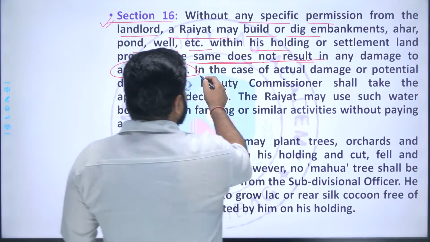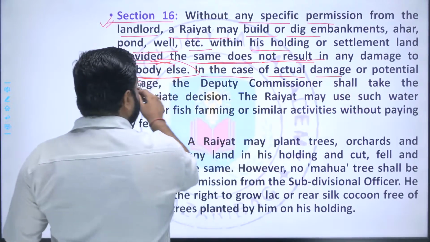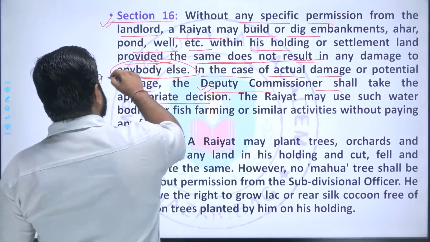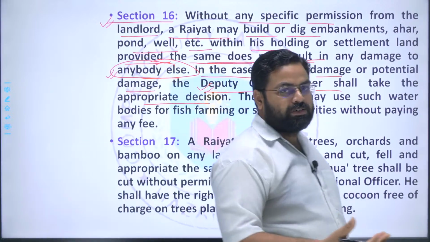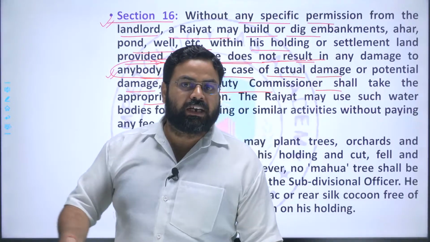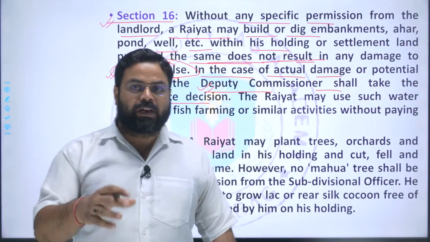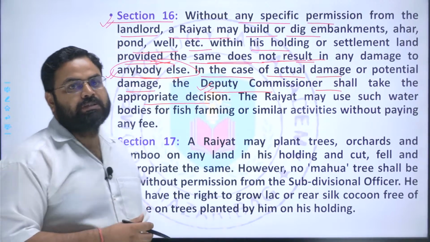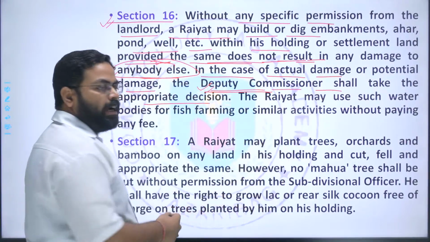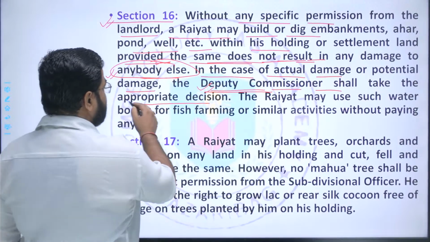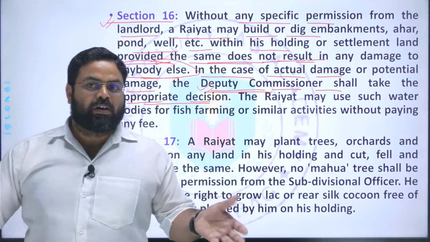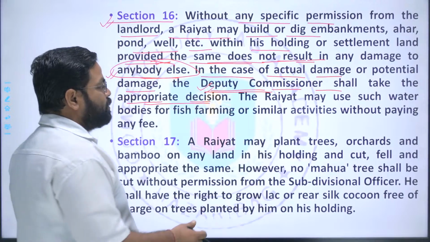The second part says that in the case of actual damage or potential damage, the DC shall take the appropriate decision. So in case you have constructed any of the pond, any of the ahar or something like that, which is causing any damage, any problem to the adjoining landholders, adjoining rayats who are having their holding around your land where you have made this construction, then a complaint can be filed to the DC, and in such cases the DC will pass appropriate decision, whether it is a compensation, whether it is an order that you should now fill up the pond or whatever it is according to the need.